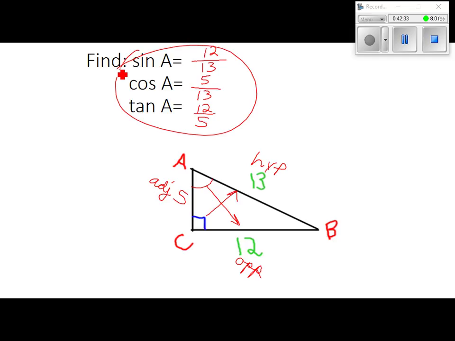All right, we're going to do more with it than that, but sometimes they'll ask you just to find the sine, and if that's the case, you just write that down. You don't have to grab it and change it to a decimal. You don't have to do anything else.